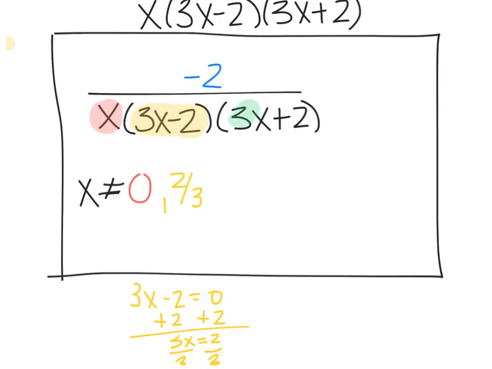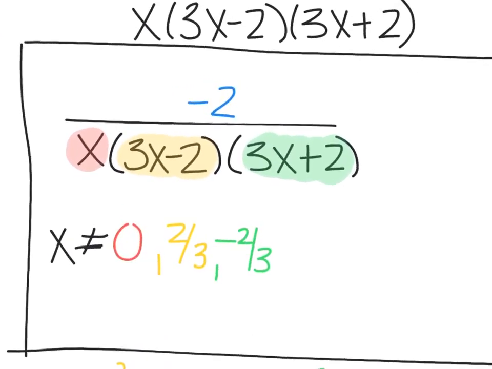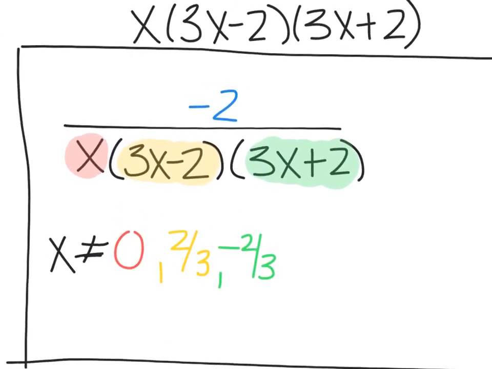And then we have 3x plus 2. So if we set that equal to 0, 3x plus 2 equals 0, and solve. Minus 2 from both sides, and we get 3x equals negative 2, divide by 3. And we get x equals negative 2/3, so that means we have a problem at negative 2/3 as well. So this is my complete answer. Negative 2 divided by x times 3x minus 2 times 3x plus 2, but x cannot be 0, 2/3, and negative 2/3.